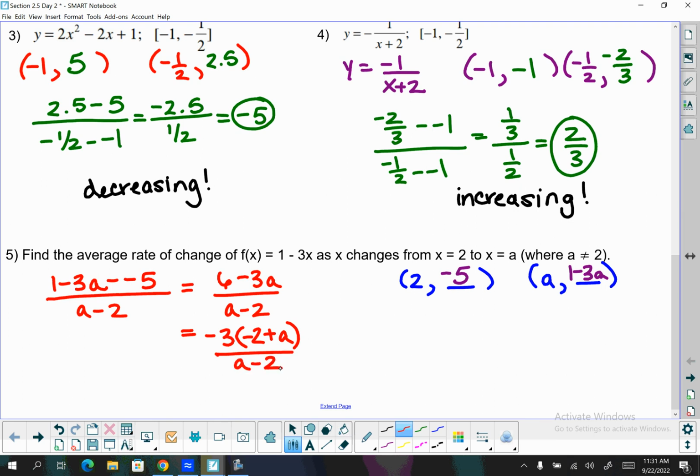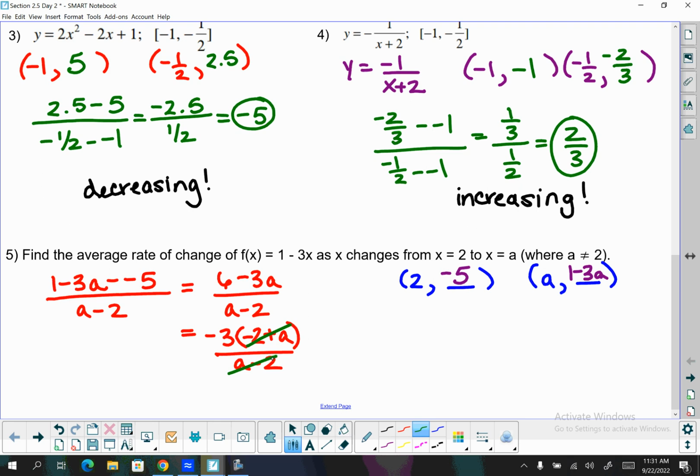Are those the same thing? A minus 2 and -2 plus a? Those are the same. And it's a factor. It's multiplied in the numerator, so I can cancel it. So that's why I took the negative out, so my -2 and my a matched what I had in the denominator. If you didn't see that at the beginning, you could just take it out in the next step. So the answer is -3. It doesn't matter what the a value is.